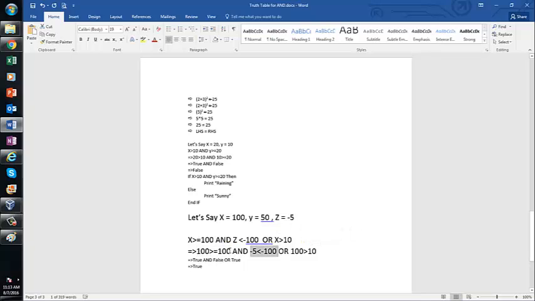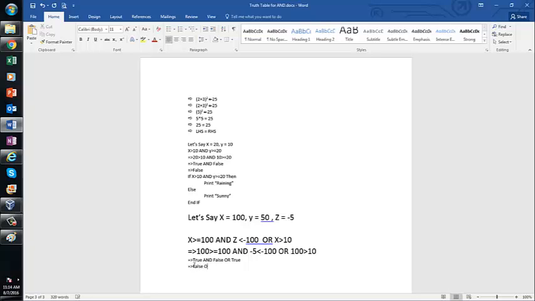What is the value of this one? It is true. And what is the value of this one? It is false, because minus 5 is not smaller than minus 100. So this is false. Or 100 greater than 10, it is true. Now which one will you solve first, this one or this one? You will be solving and first. So true and false, what is that? False.